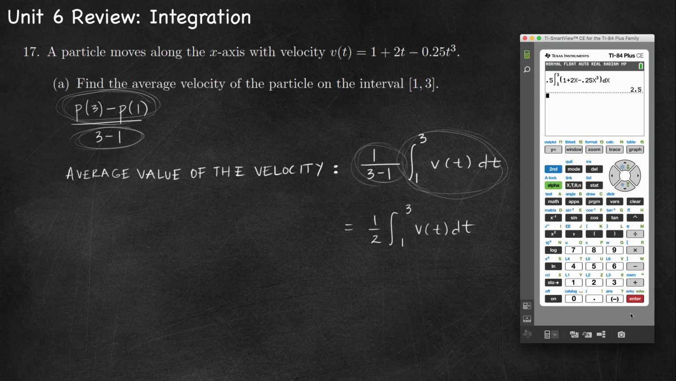And we get an answer of 2.5. So this whole thing is equal to 2.5. That's going to give me my average velocity on the interval from 1 to 3, or the average value of the velocity on the interval from 1 to 3.